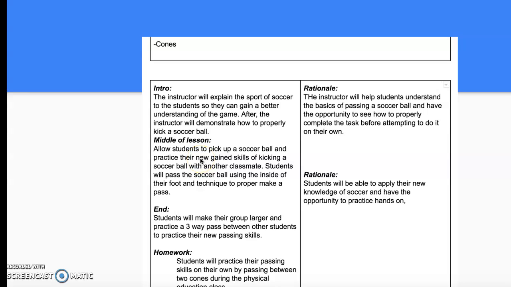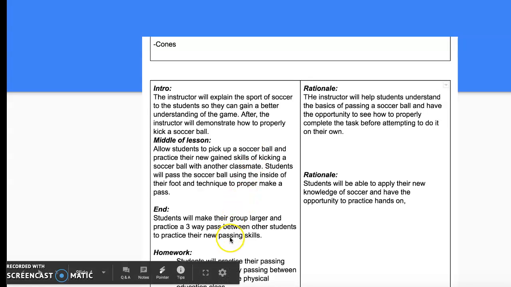In the middle of the lesson, students will be able to actually pick up the soccer ball and practice on their own. They can have the option of passing to a wall and having it pass back to them, or if they are somewhat familiar or experienced, they can most likely get a partner and practice with their partner instead of being on their own.